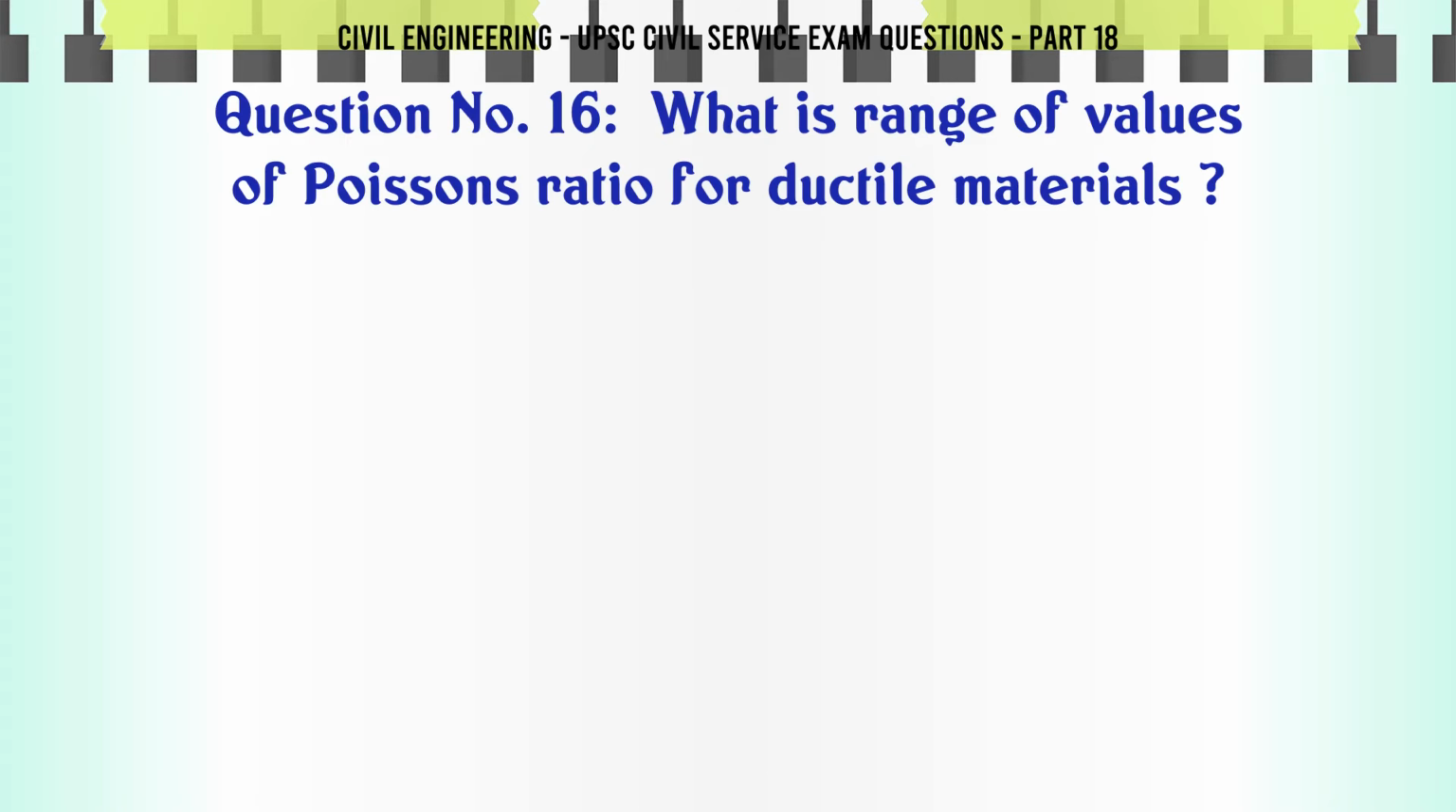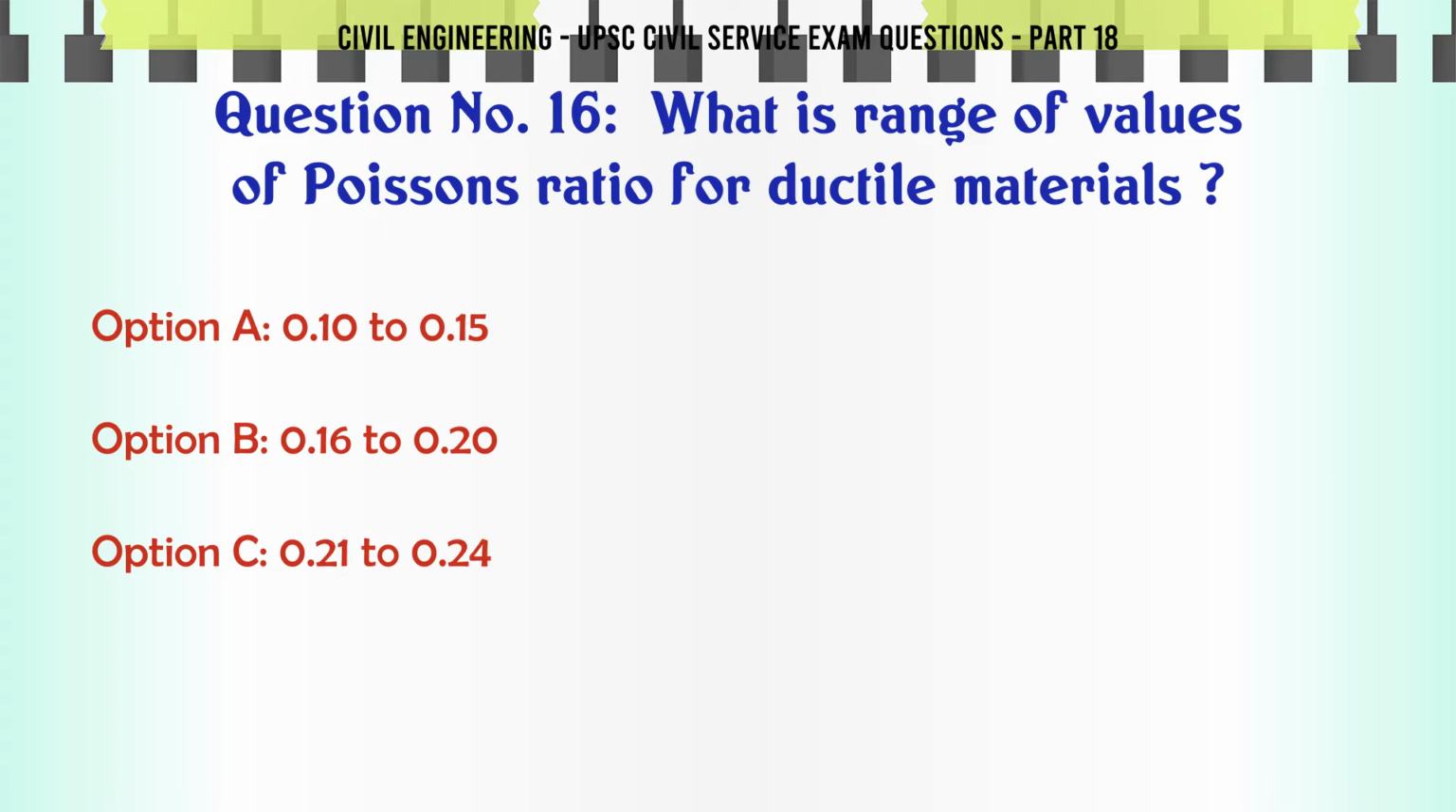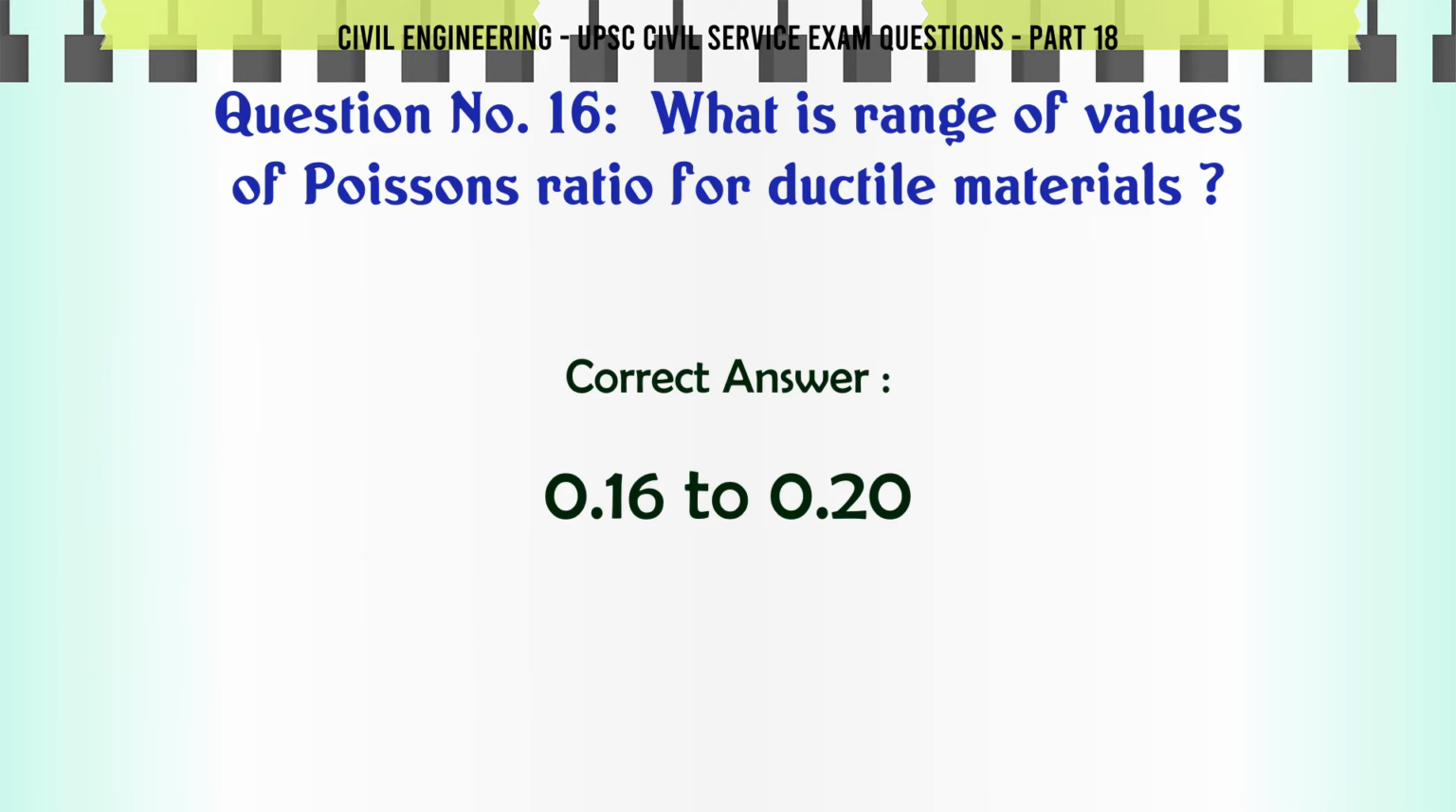What is the range of values of Poisson's ratio for ductile materials? A. 0.10 to 0.15, B. 0.16 to 0.20, C. 0.21 to 0.24, D. 0.25 to 0.33. The correct answer is 0.16 to 0.20.